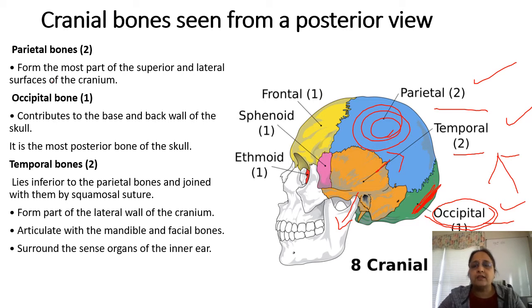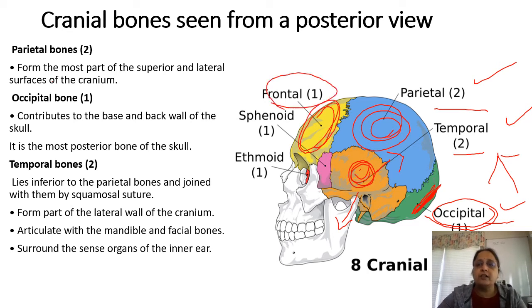And this temporal is the one that is involved with protecting the sense organs of the internal ear. And this is located on the side wall, you can say. So if you go and see, the forehead is by the frontal, the superior wall is by the parietal, the side wall or lateral wall is by temporal, and the base is by occipital.